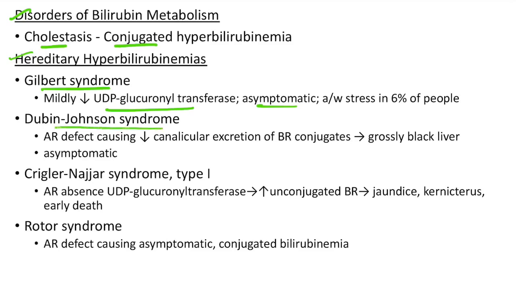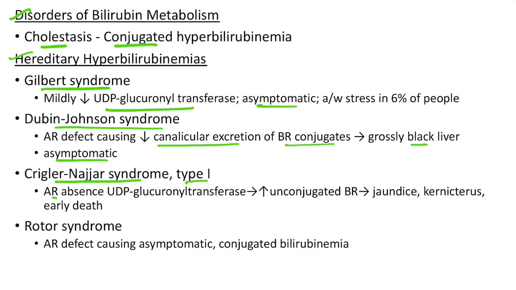And let us see about Dubin-Johnson syndrome. It is an autosomal recessive defect causing decreased canalicular excretion of bilirubin conjugates. This leads to grossly black liver. The patient is asymptomatic.